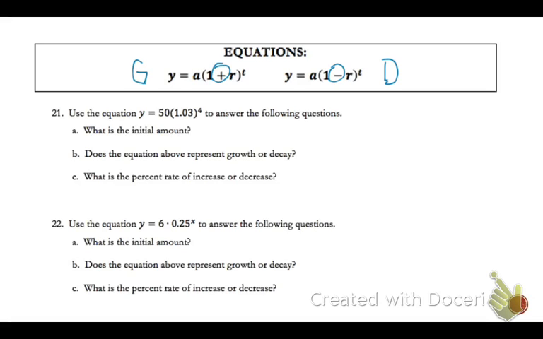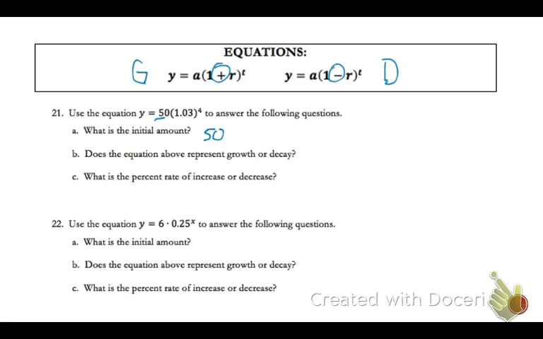some questions about it. So y equals 50 times 1.03 raised to the fourth power. So our first question is, what is the initial amount? That's the amount that corresponds to A in our formula. It's our beginning amount, and so that's in this A position in our equation. So the initial or starting amount is 50.